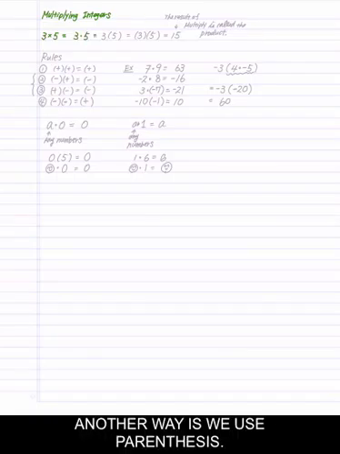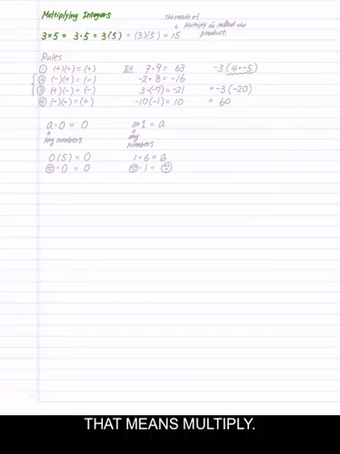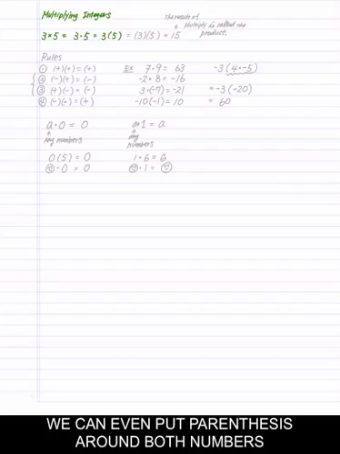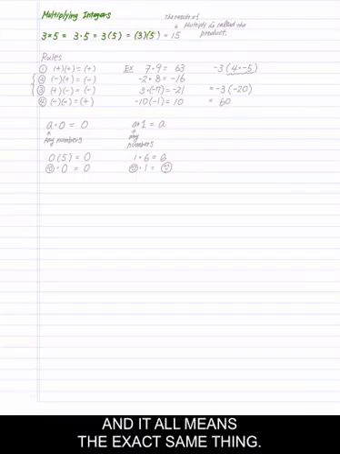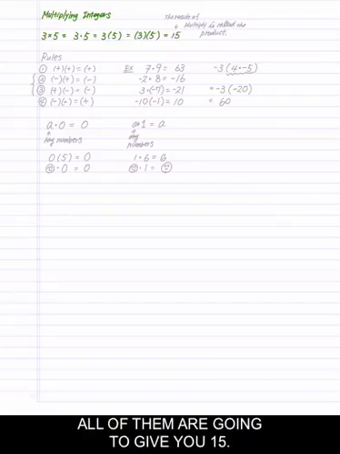Another way is we use parentheses. So when you see a number right next to a set of parentheses, that means multiply. We could even put parentheses around both numbers. And it all means the exact same thing. So you'll see all of these notations. Either way, all of them are going to give you 15.